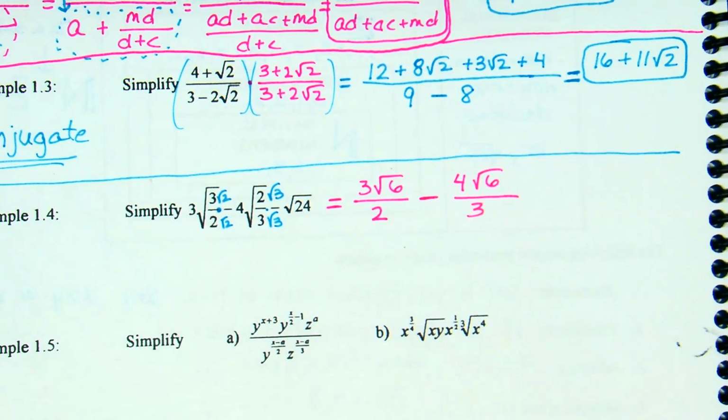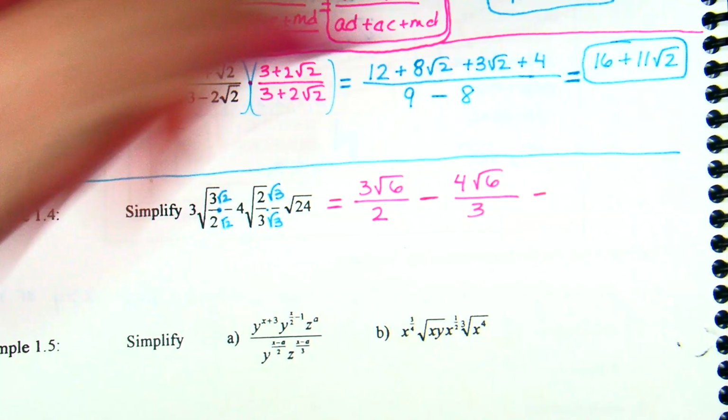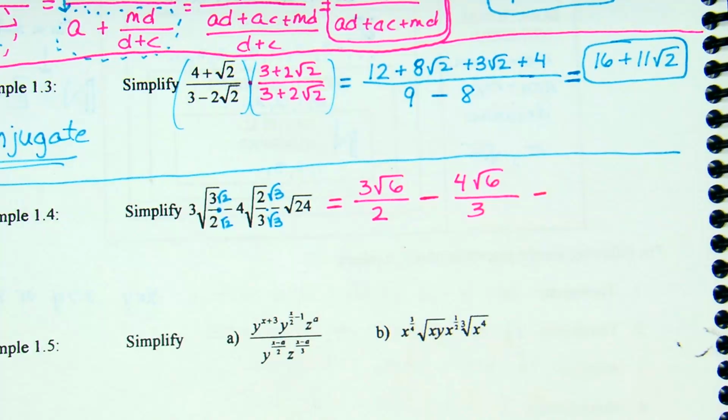Minus square root of 24. We don't have to rationalize, but what do you know about square root of 24? 2 square root of 6. Did everyone get there? 24 is 4 times 6. Take out the perfect square. Which, if we want a denominator there, that's technically all over a denominator of 1.